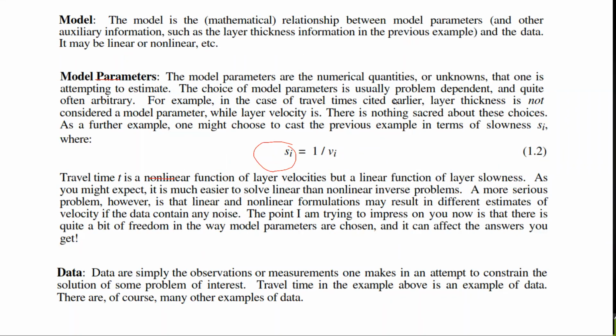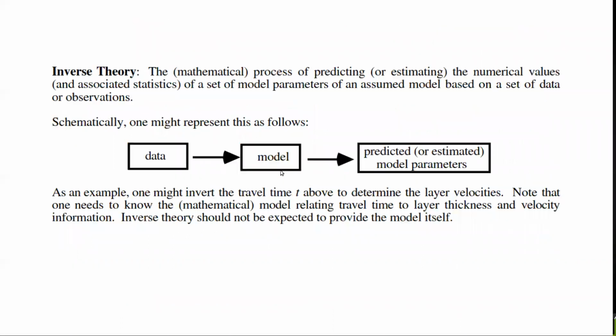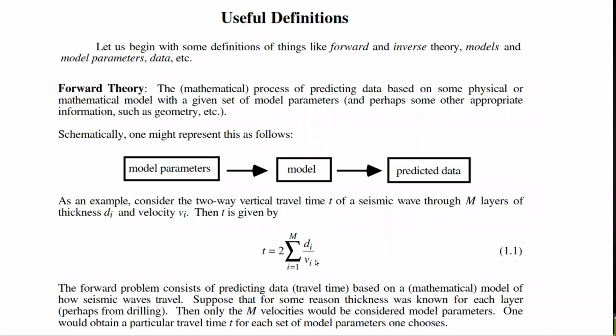So in this case, layer velocity, or say layer thickness, if we don't know them, or both of them. But the interesting thing here is that it's very flexible defining the model parameters. We see that in the previous model, we are defining the velocity in the denominator, okay?